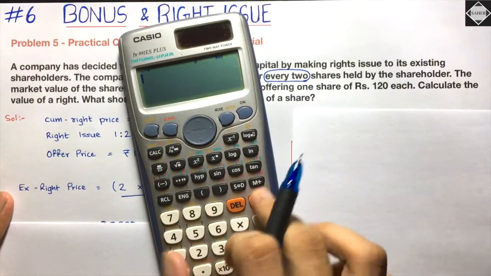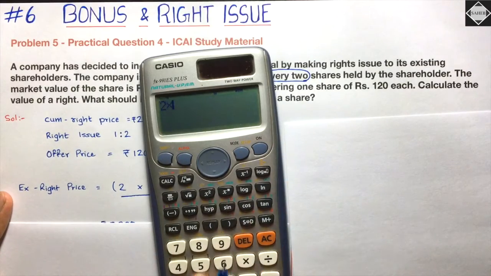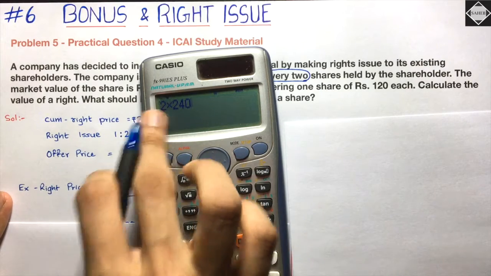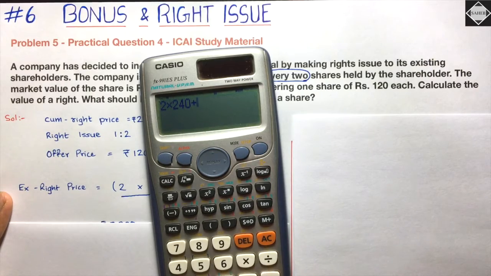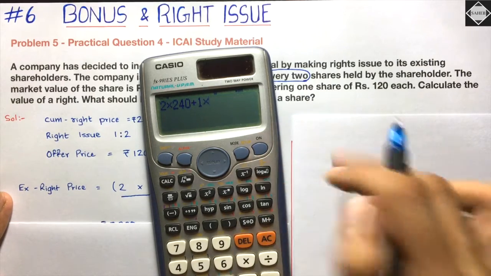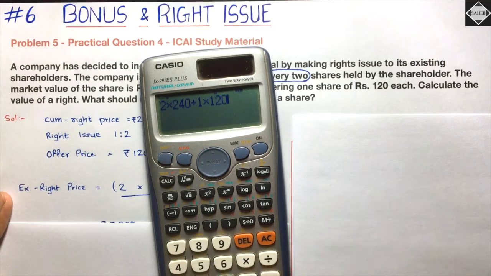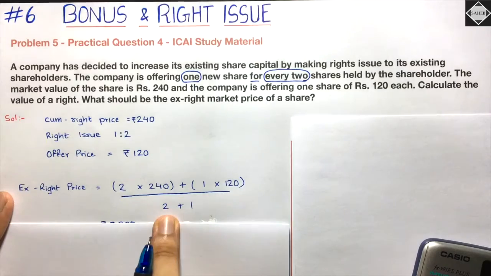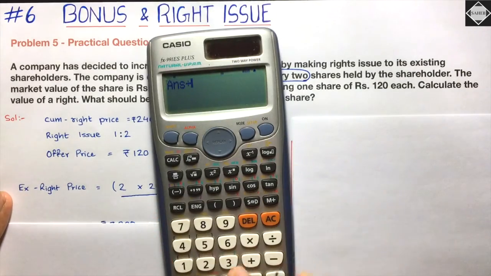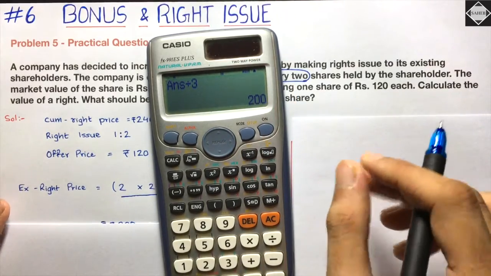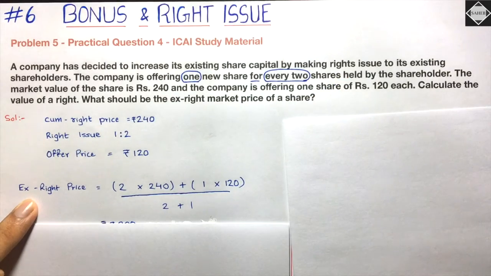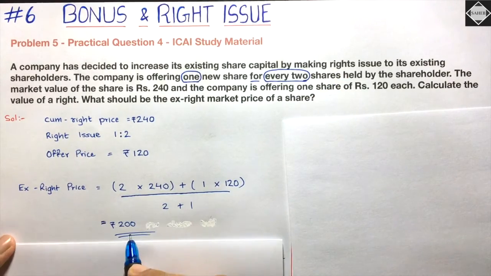If you do that in calculator, how much will you get? Let's see. 2 into 240, cum right price, into the number of shares before the right issue, plus what? 1 right share into this price, issue price, 120. It's equal to 600. Divide by what? Divide by 2 plus 1. So divide by 2 plus 1 means 3. So if you do that, you're getting 200. So what is this 200? This 200 is the weighted average price. This is the X right price. Theoretical X right price. See, it's 200.